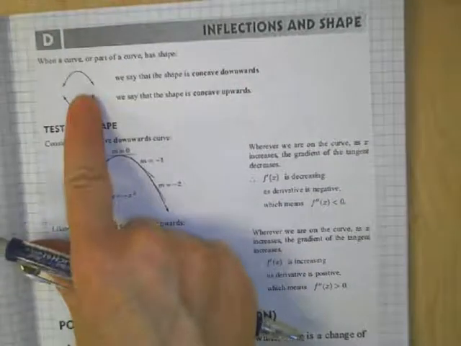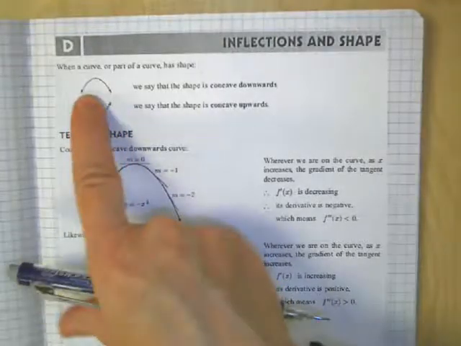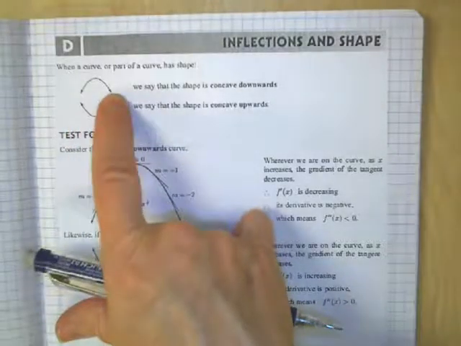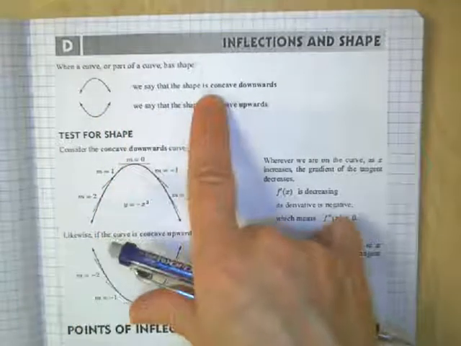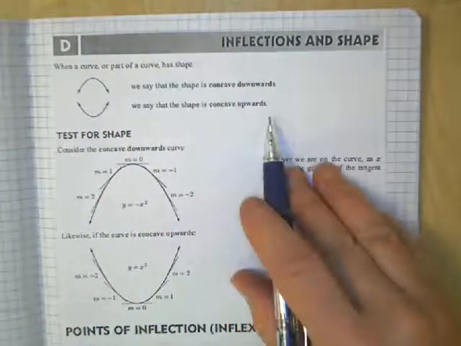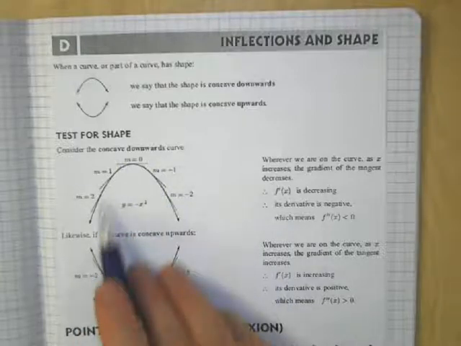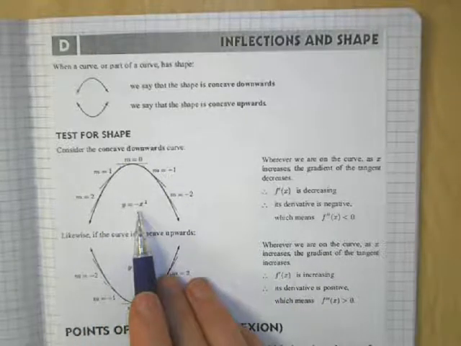Okay, so there are some shapes. Here's the new vocabulary that I asked you to use on the packet today. When we have a curve, we can say that it's concave down. This is concave down, or we can say it's concave up. Okay, so notice here we have a function that is concave down, and here's the function y equals negative x squared.